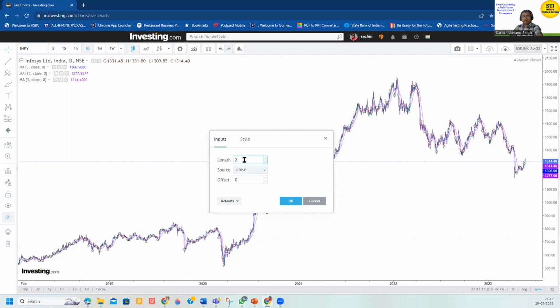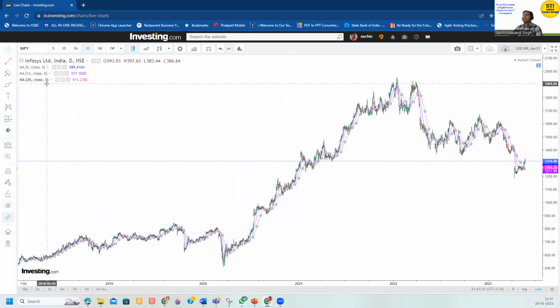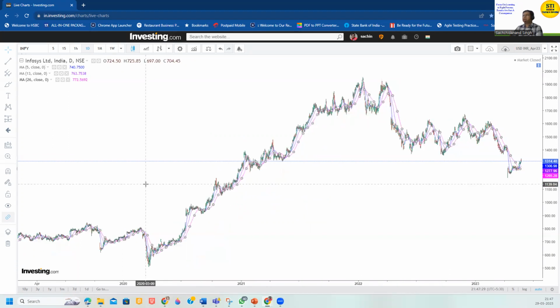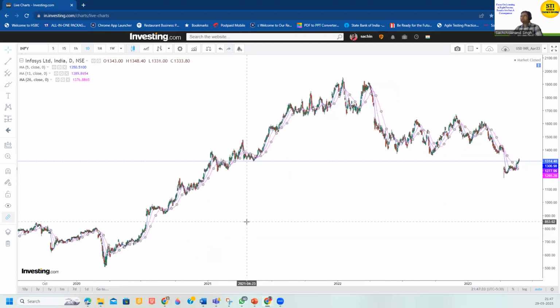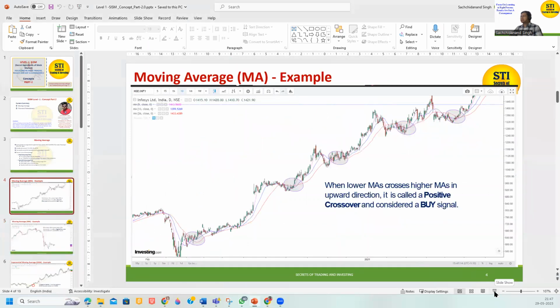There is something wrong in my keyboard. And style, maybe I'll select pink just to differentiate. So I have added 3 moving averages and provided the values of 5, 13, and 26. Right. So this is how we need to add the moving average in the chart. How to use them, we will learn in a few seconds.